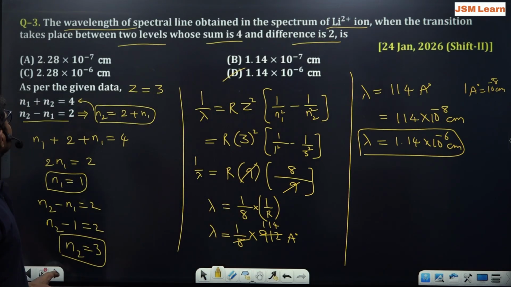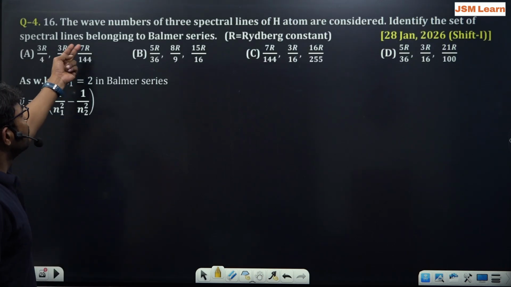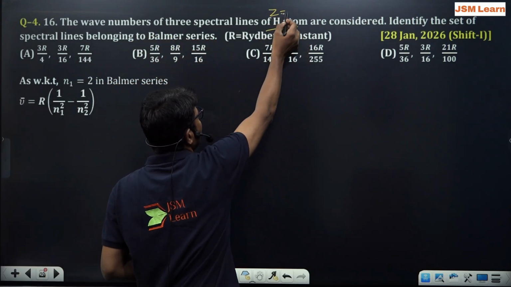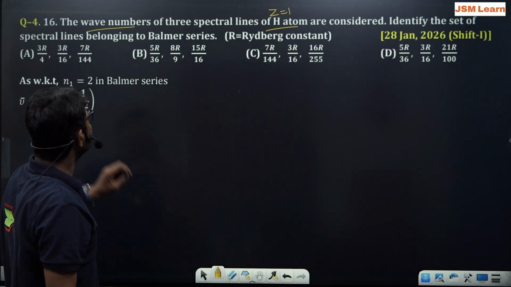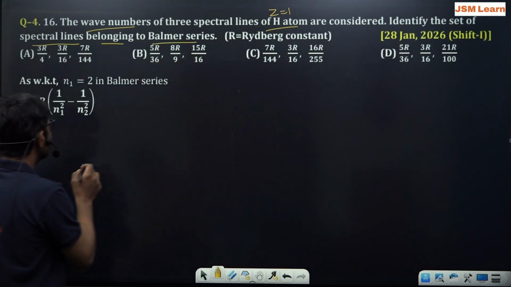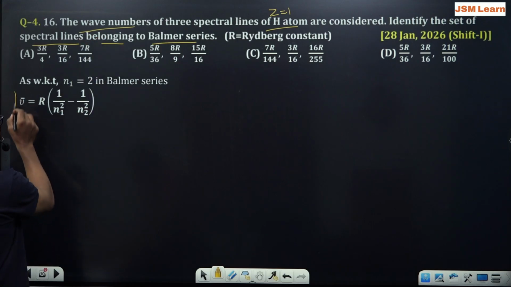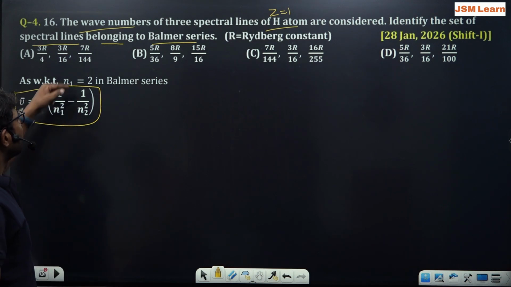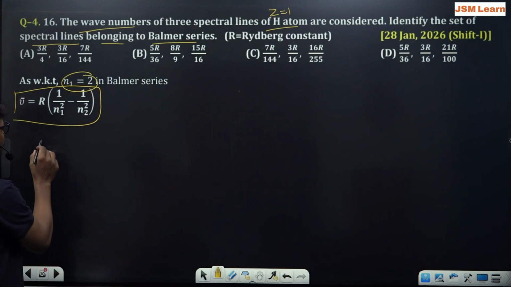Let us see the next question. So question number 4. Here they are giving the information about the wave numbers of 3 spectral lines of the hydrogen atom. Again they are providing what? Atomic number 1 is considered. So with the wave numbers, identify the set of spectral lines belonging to the Balmer series. So we have to identify the spectral lines related to the Balmer series. For wave number, we have the formula: mu bar is equal to R into (1 by N1 square minus 1 by N2 square). And they have given the Balmer series, which means the N1 value is 2. This is fixed. So now let us check.